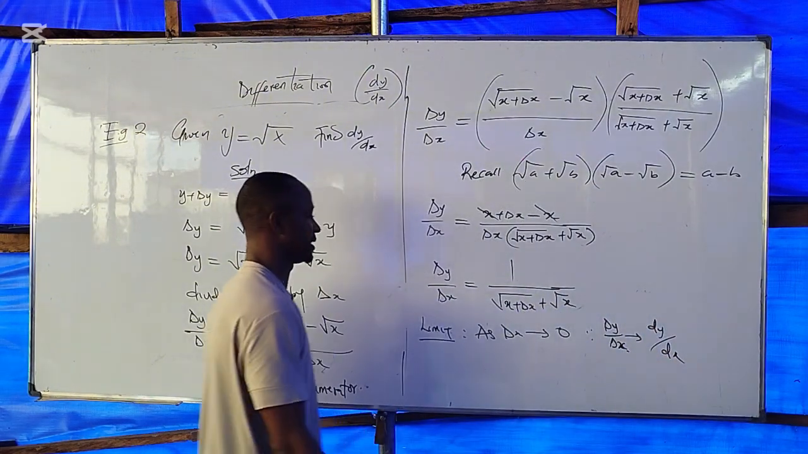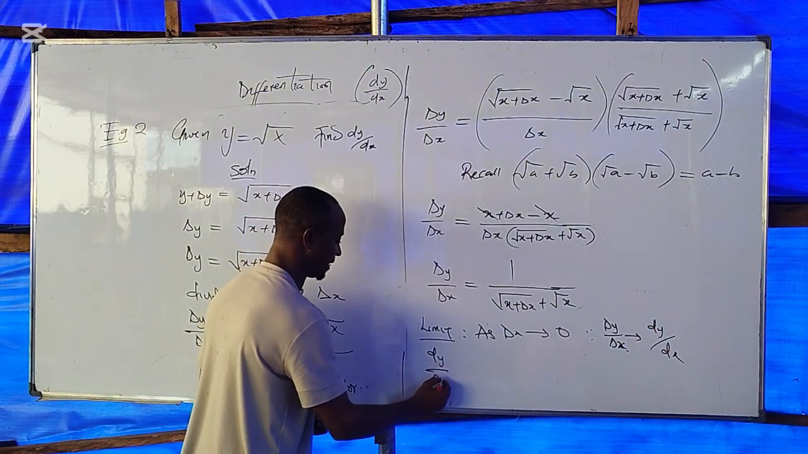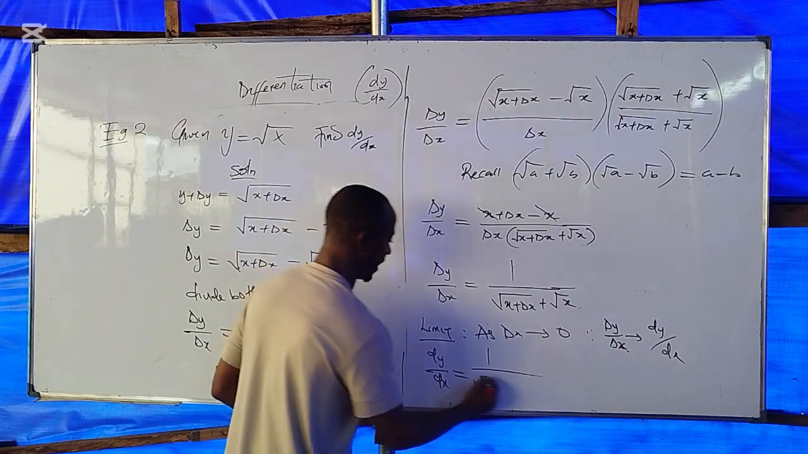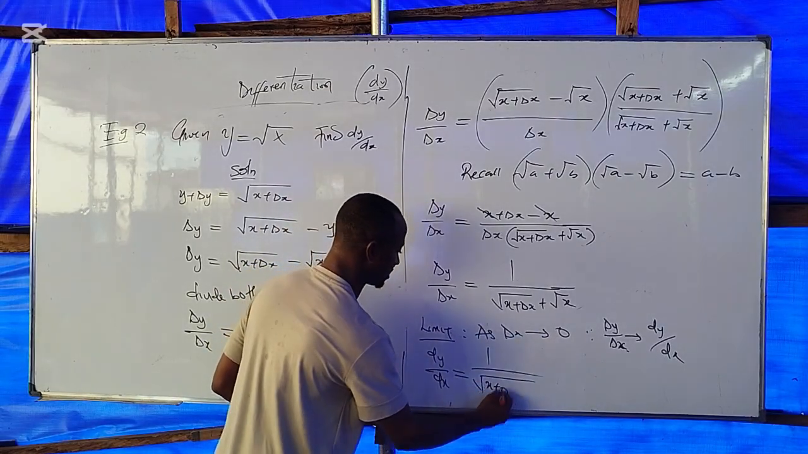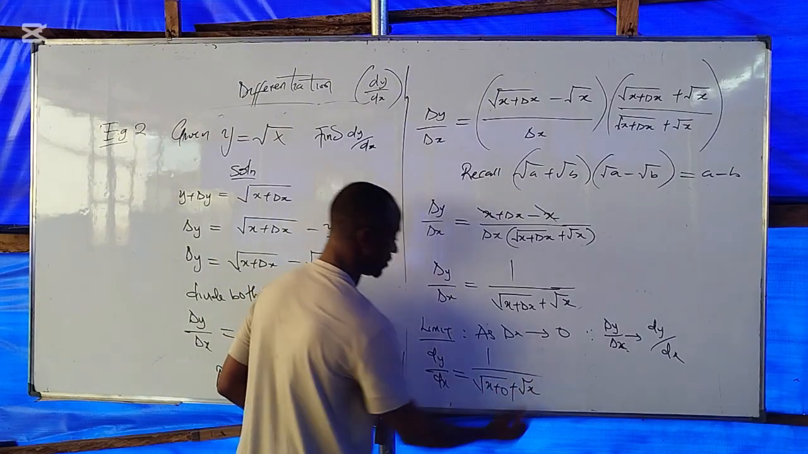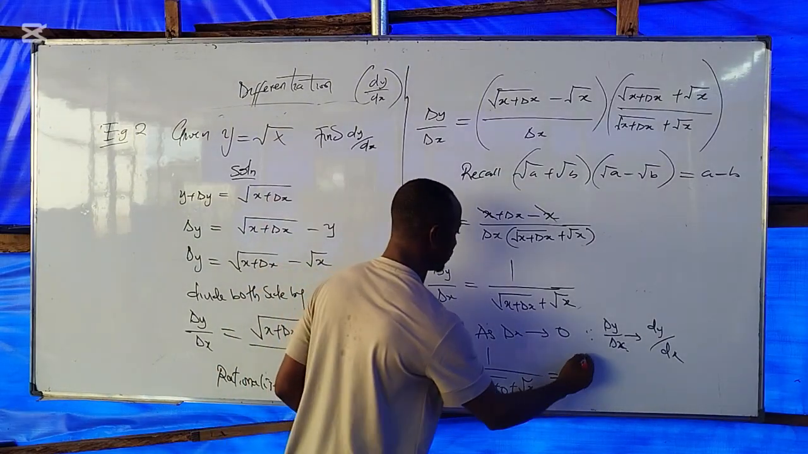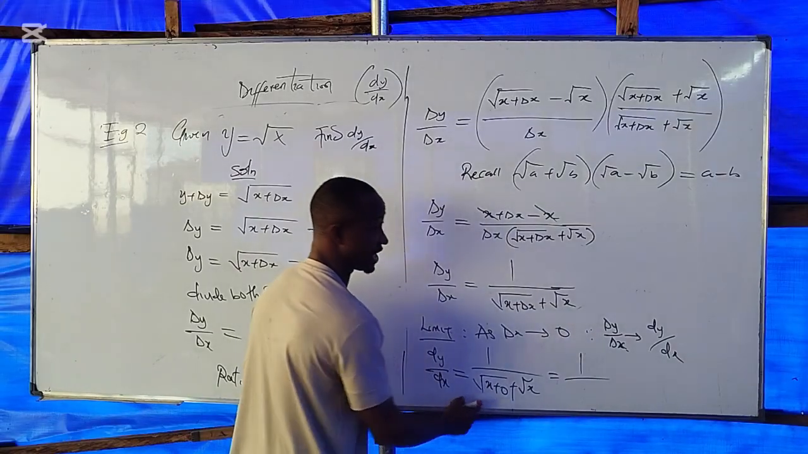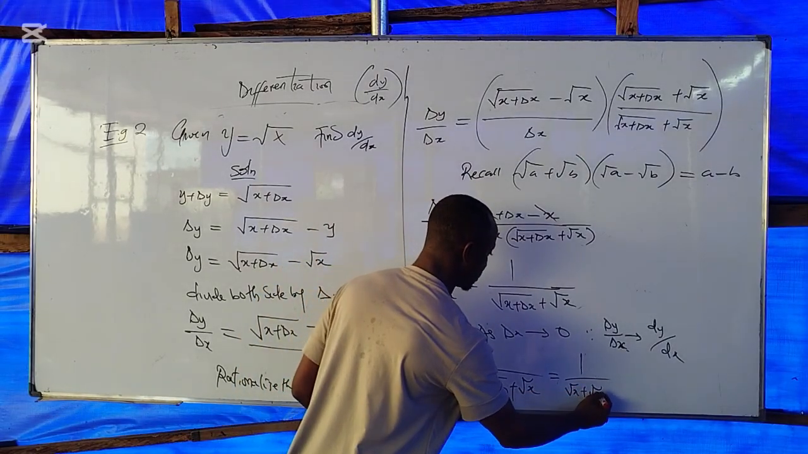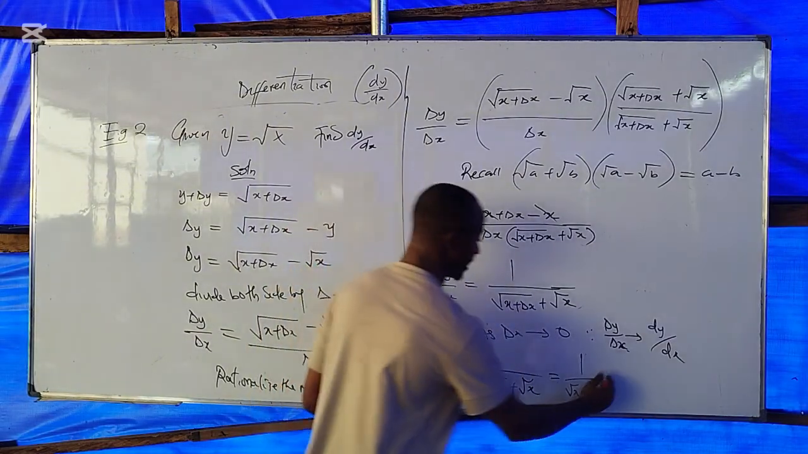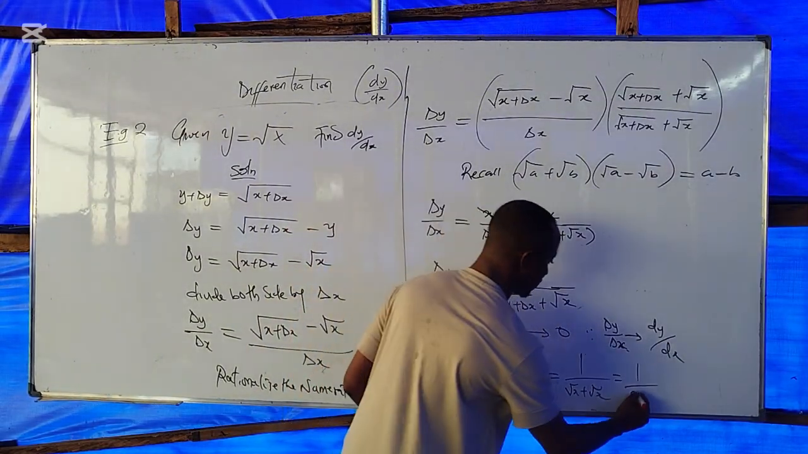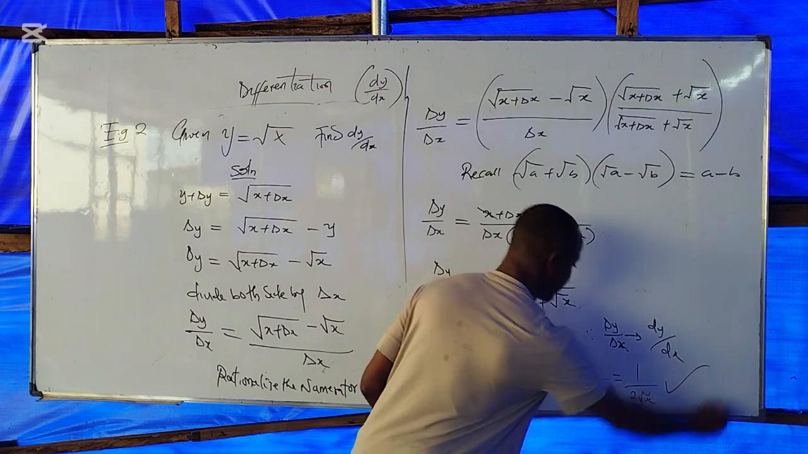What does that imply? dy/dx is equal to 1 divided by square root of x plus 0, for this part, then plus root x again. And this will give us 1 divided by, what is x plus 0? So we have root x plus root x, is it not? And that will give us 1 over root x plus root x, which is 2 root x. Final answer.